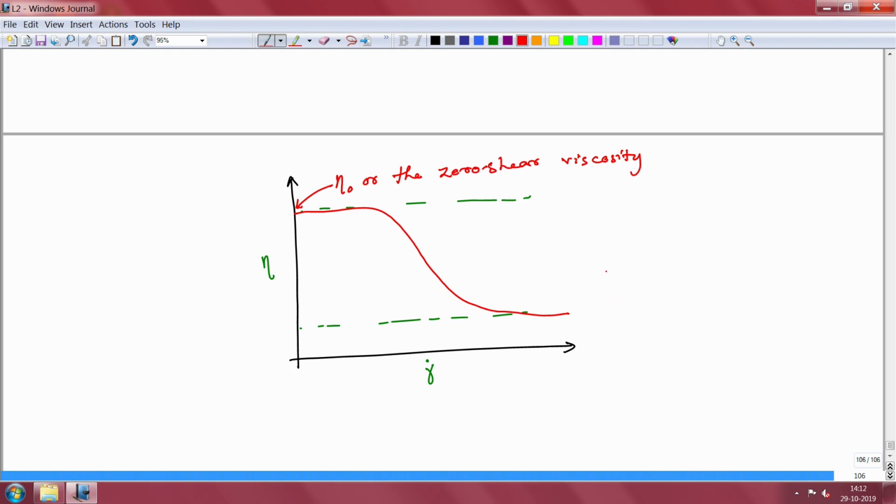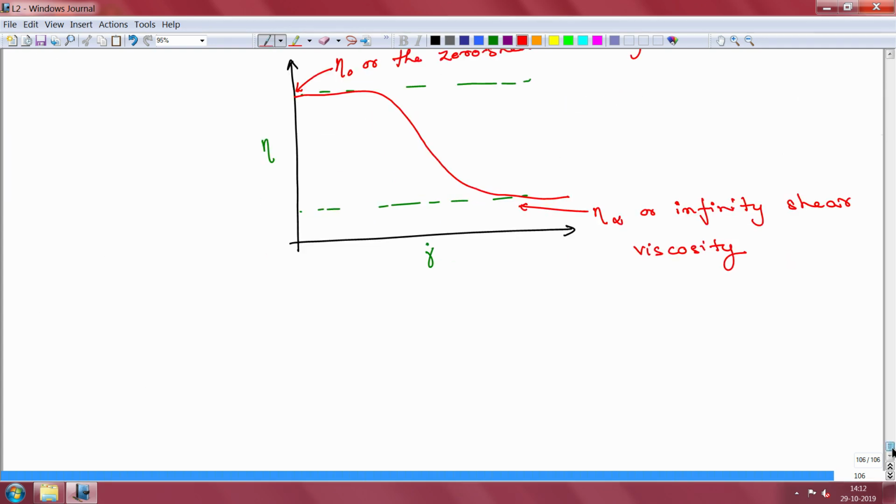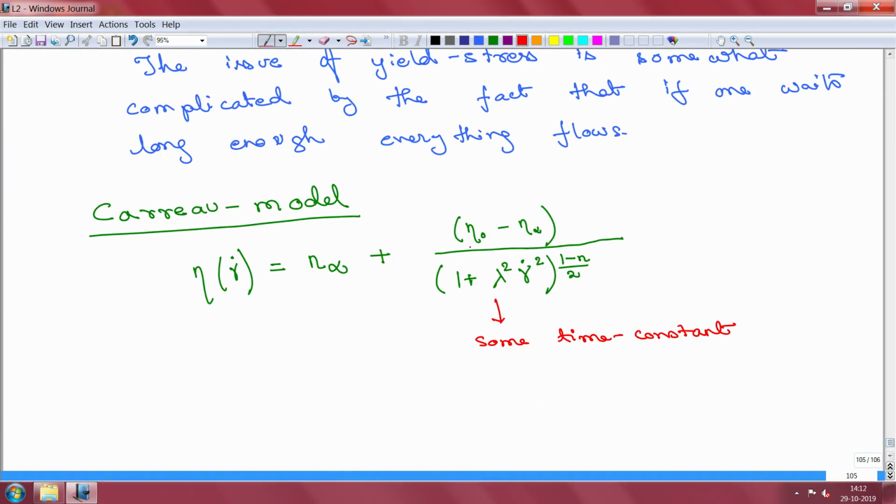another value. And this asymptotic value, this is your eta infinity, or the infinity shear viscosity. Okay. So, this explains the few terms here.